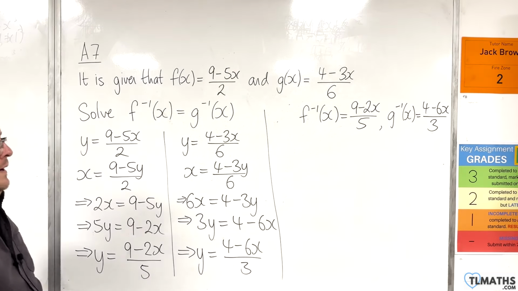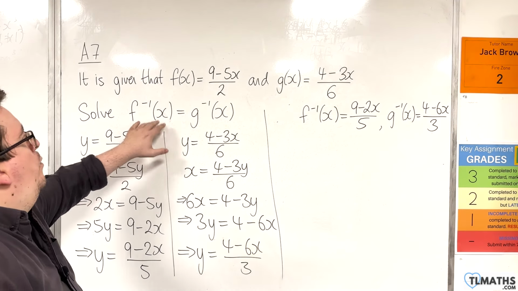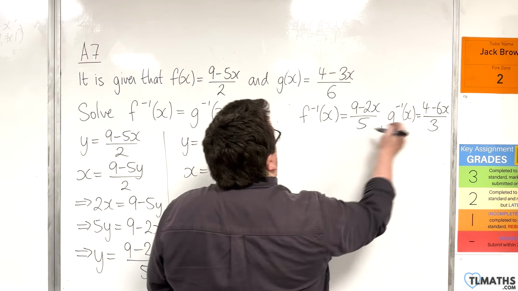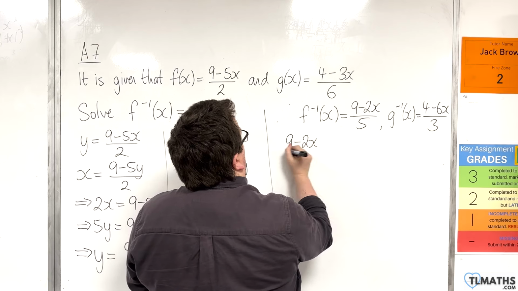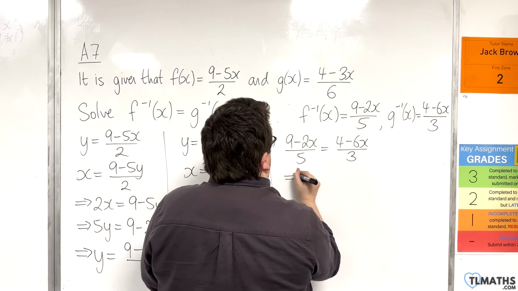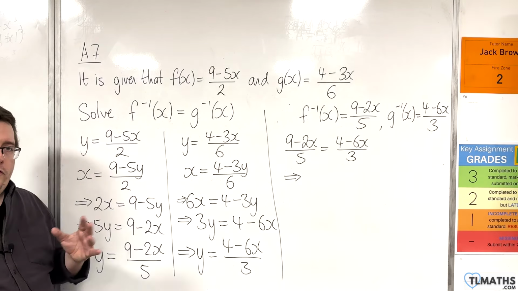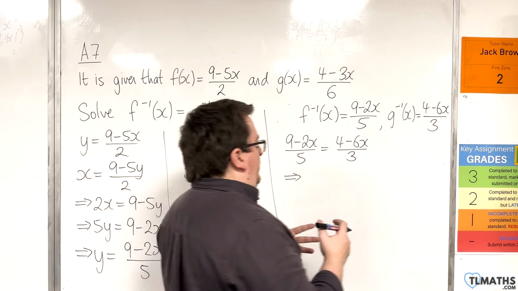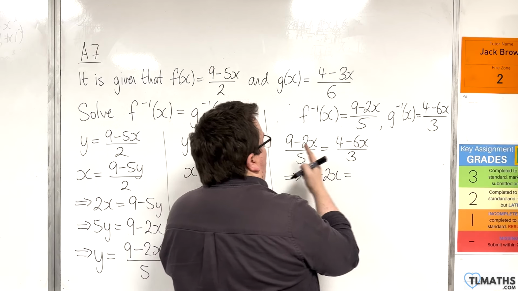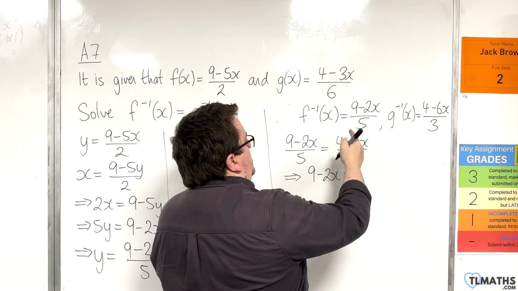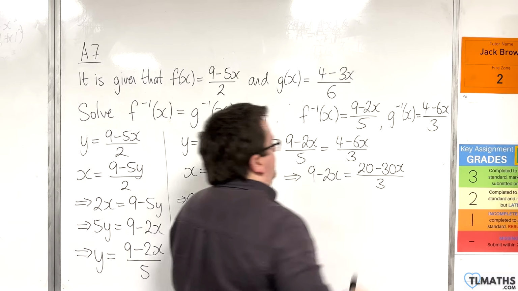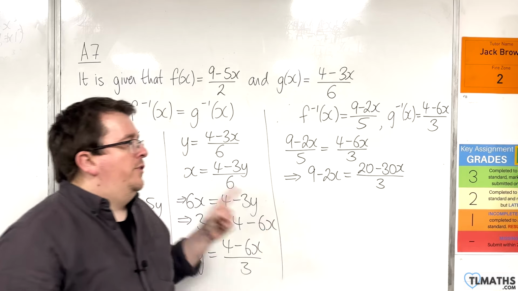Okay, right. So now I want to solve, where is the inverse function of f equal to the inverse function of g? So we want to put this equal to this. So (9 take away 2x) over 5 is equal to (4 take away 6x) over 3. So in order to solve this equation, I'm going to get rid of the fractions first. I'm going to multiply both sides by 5. So 9 take away 2x is left on the left-hand side. If I multiply this by 5, it just multiplies the numerator, remember? So (20 take away 30x) over 3. Now let's multiply through by 3 to get rid of this fraction.